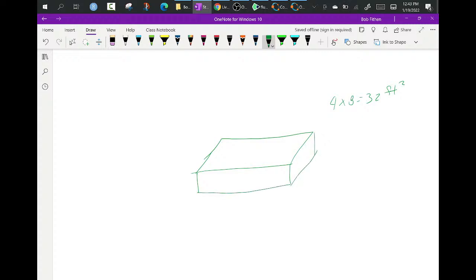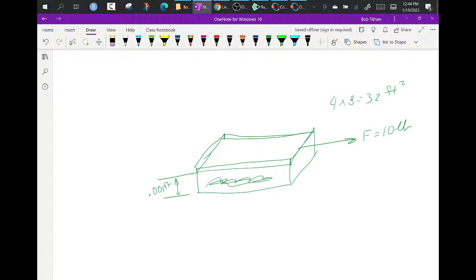We're going to say that it's sitting on top of some sort of fluid. So the plywood is sitting there floating on the fluid, and then you decide to pull it. You pull it with, say, 10 pounds, and then you realize you can somehow measure this gap, and say it is 0.001 feet. So how fast does it go? What's the velocity? Let's say it's on water.